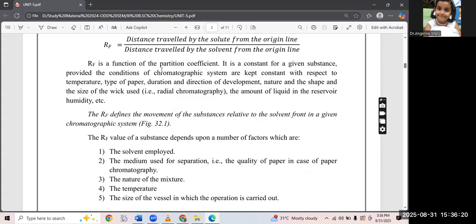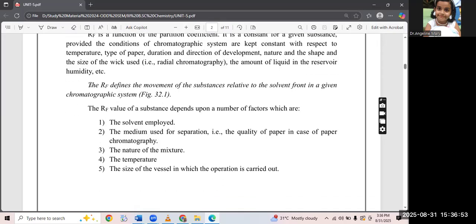RF is a function of the partition coefficient. It is a constant for a given substance provided the conditions of the chromatographic system are kept constant with respect to temperature, type of paper, duration and direction of development, and the nature, shape and size of the wick we have used. That is called radial chromatography. The amount of liquid in the reservoir and humidity are also considered for the RF value.